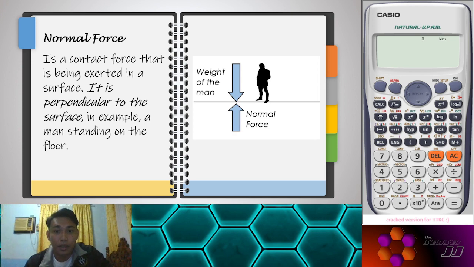Let's move to the next. This is the weight of the man going down, and the normal force is going up. Third law of motion: for every action, there is an equal and opposite reaction.